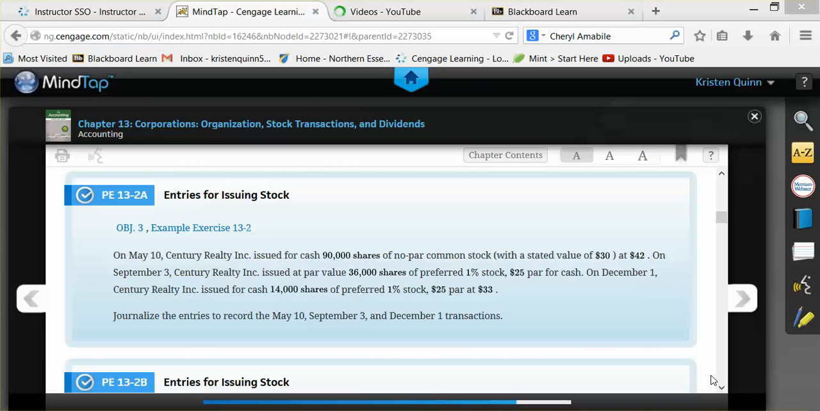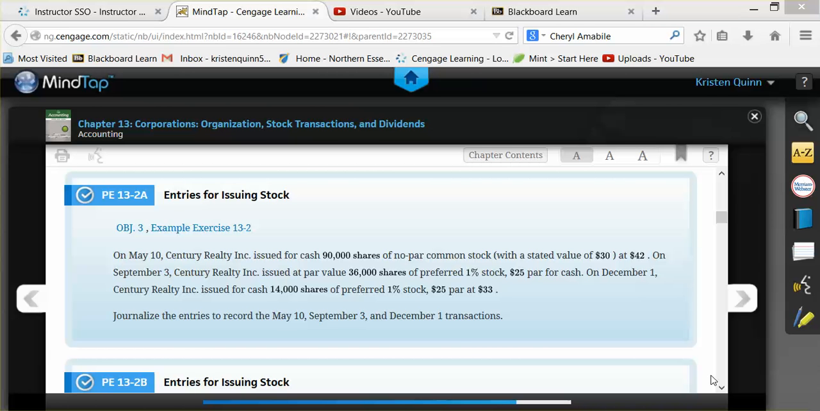In this example, we'll be doing practice exercise 13-2A that can be found in your textbook on page 607. We are going to be journalizing the entries for issuing stock. On May 10th, Century Realty Inc. issued for cash 90,000 shares of no par common stock that had a stated value of $30 at $42. On September 3rd, they issued at par 36,000 shares of preferred 1% stock for $25 par for cash.